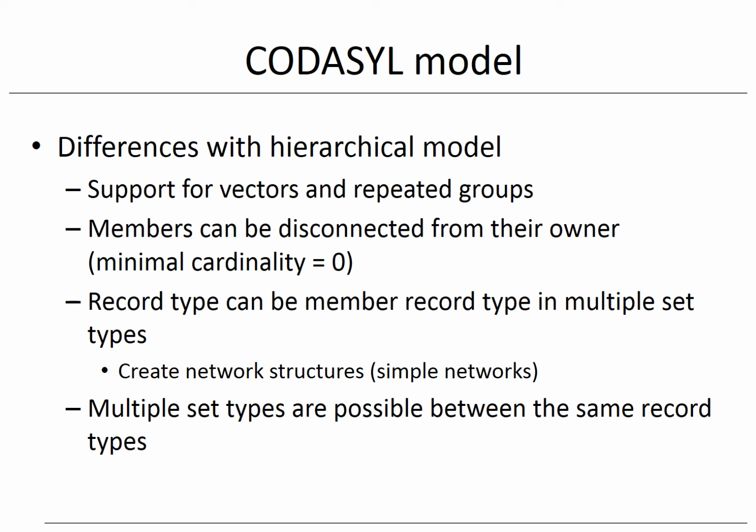Here you can see a summary of the differences with the hierarchical model. As we already mentioned, the support for vectors and repeated groups is new in the CODASYL model. Members can also be disconnected from their owner, since the minimum cardinality from member to owner equals 0. Furthermore, a record type can be member record type in multiple set types, which allows the creation of network structures. In a hierarchical model, a child record type can only be connected to one parent record type. Finally, multiple set types may be defined between the same record types.